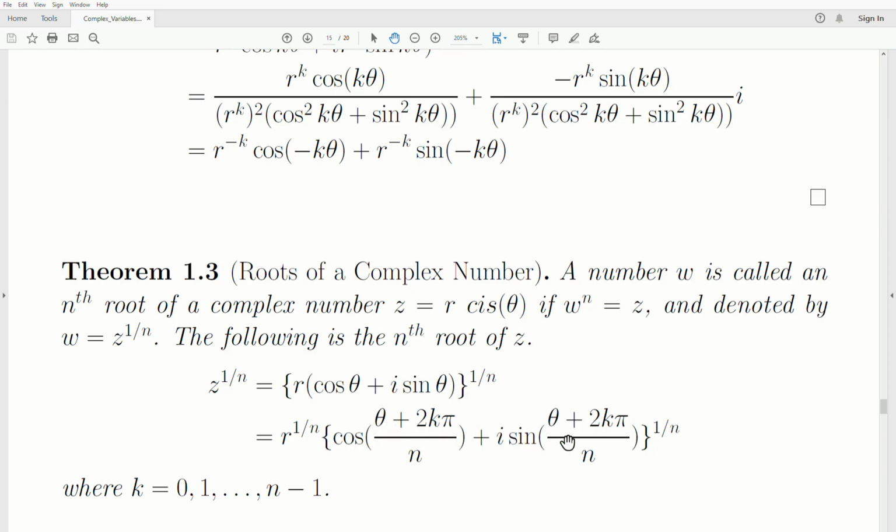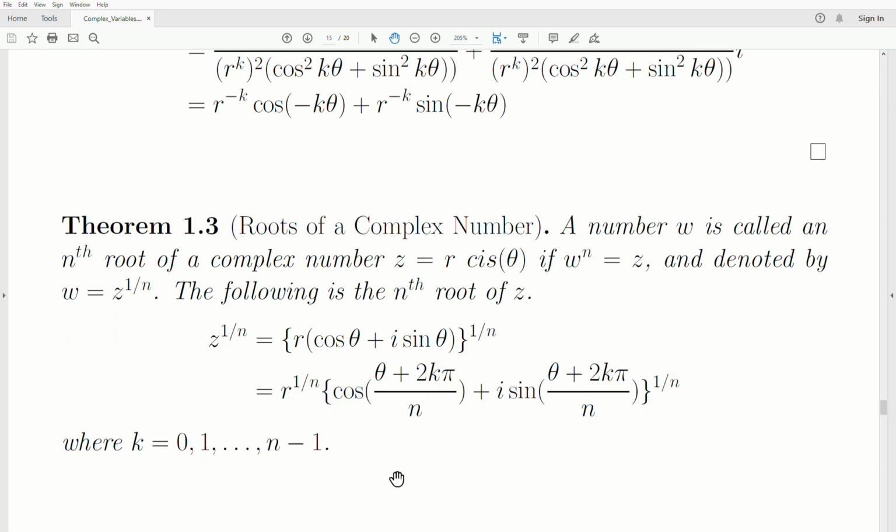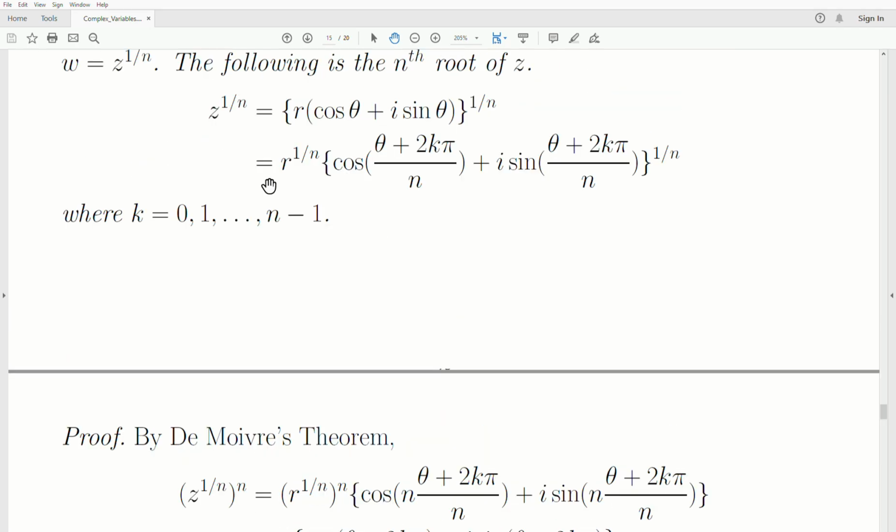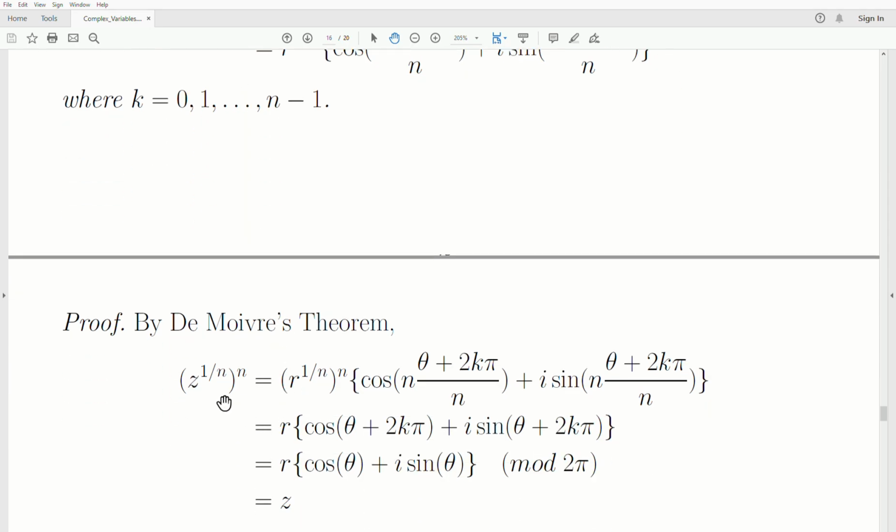We'll just leave it at this. And so there are n distinct roots here, of course modulo 2 pi. Well, let's prove this. By de Moivre's theorem, remember, I'm saying this is the nth root of z. So if we raise this to the nth power, we should get z back. And that's what we're going to show.